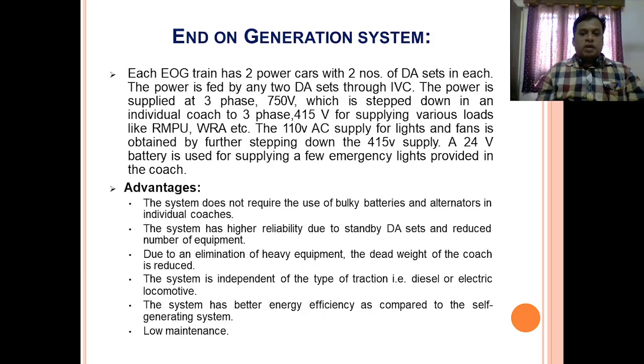The 110 volts AC supply for lights and fans is obtained by further stepping down the 415 volts, and a 24 volts battery is used for supplying the emergency lights provided in the coach. So this is the scenario of the end-on generation system, where the power is supplied at three phase and the 750 volts is stepped down to a reliable 415 volts for supplying various loads, and the 110 volts AC supply for lights and fans is obtained by further stepping down the 415 volts.